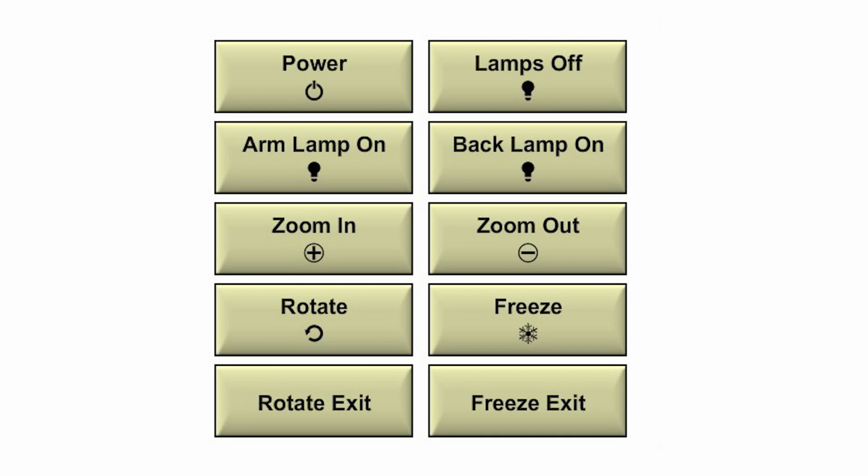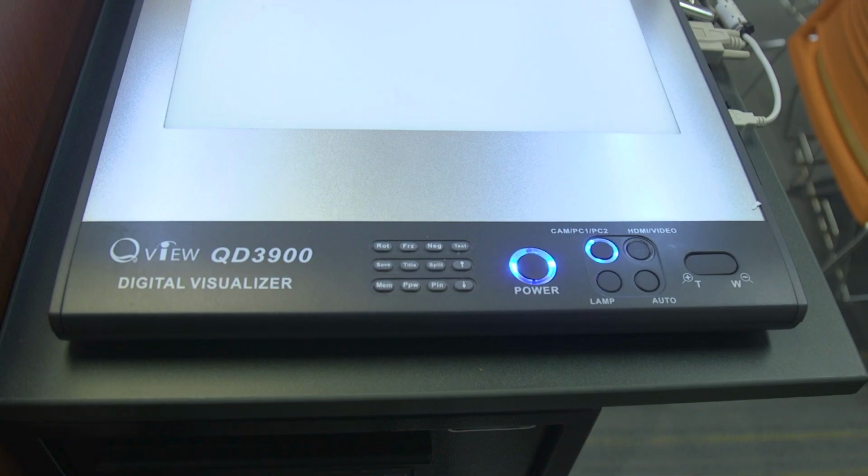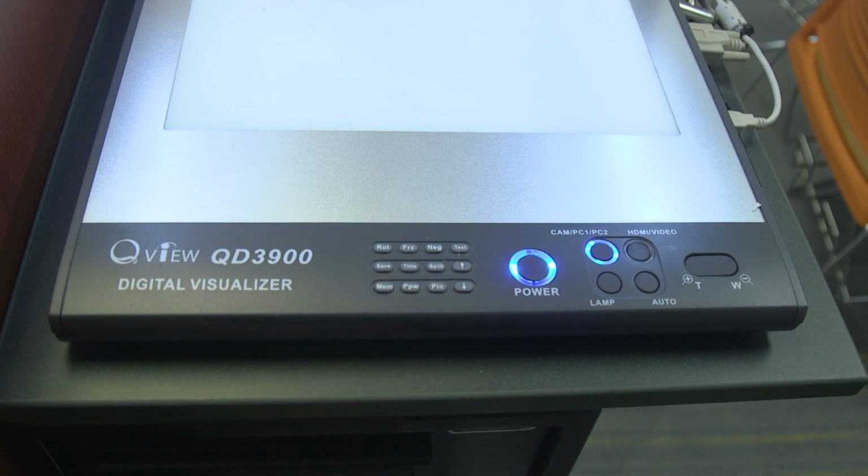Once you click this button, it'll show you a list of options in the middle of the screen. These control the document camera. The first listed is the power button. This will turn the document camera on and off. You can use this panel to adjust the lights on the document camera by turning off all lamps or turning on the arm or back lamps individually. You can also use this panel to zoom the camera in or out, rotate the image, or freeze the image. There are also buttons on the document camera itself to control these features.